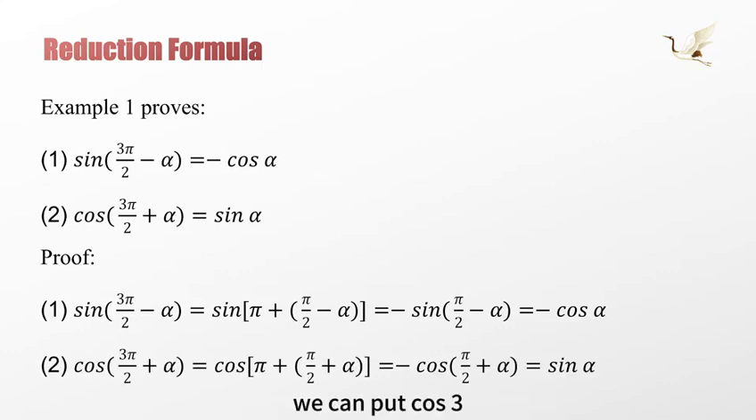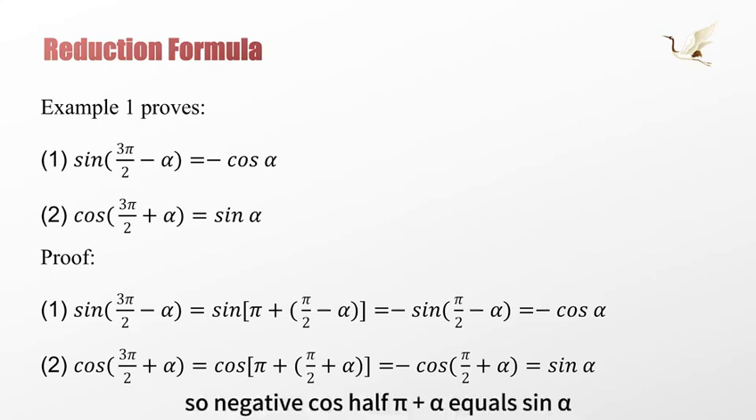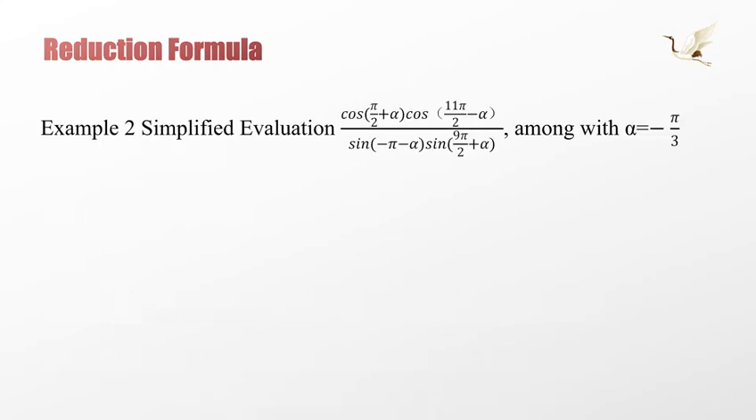Second one, we can rewrite cosine of 3 pi over 2 plus alpha as cosine of pi plus half pi plus alpha, and then take half pi plus alpha as a whole. Using induction formula 2, it is reduced to negative cosine of half pi plus alpha, where cosine of half pi plus alpha is equal to negative sine alpha using induction formula 6. So negative cosine of half pi plus alpha equals sine alpha.